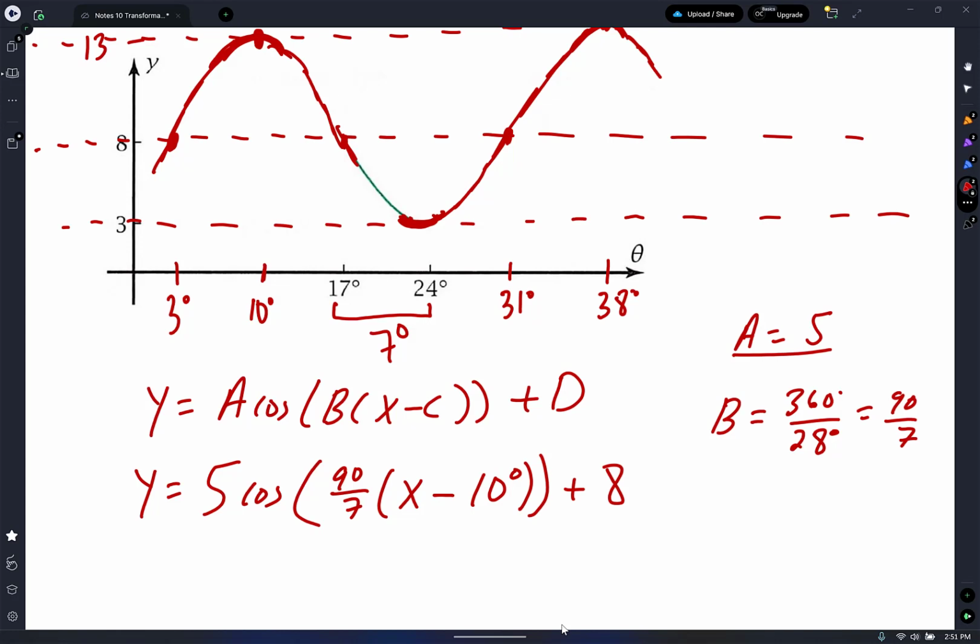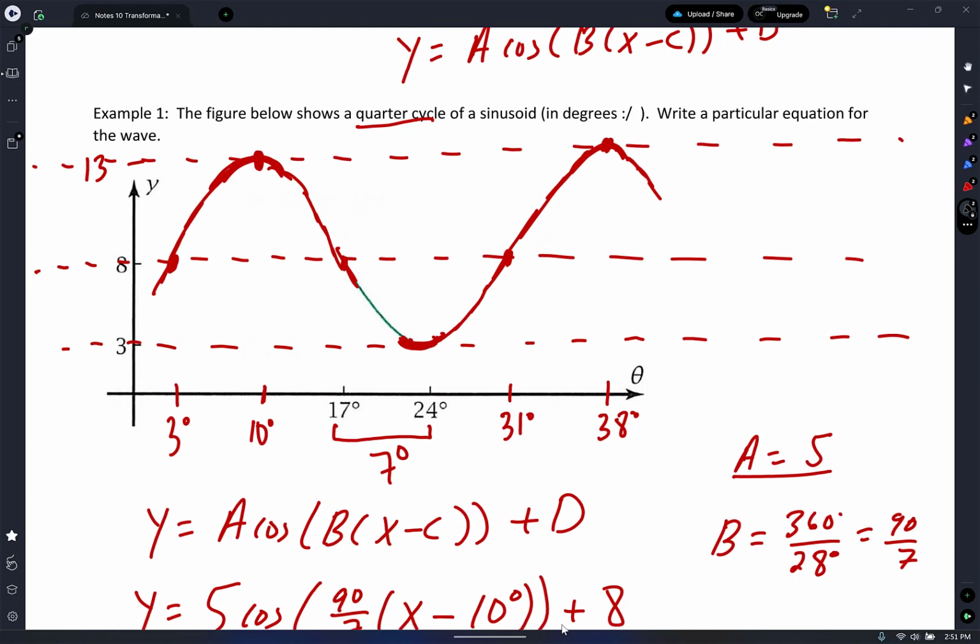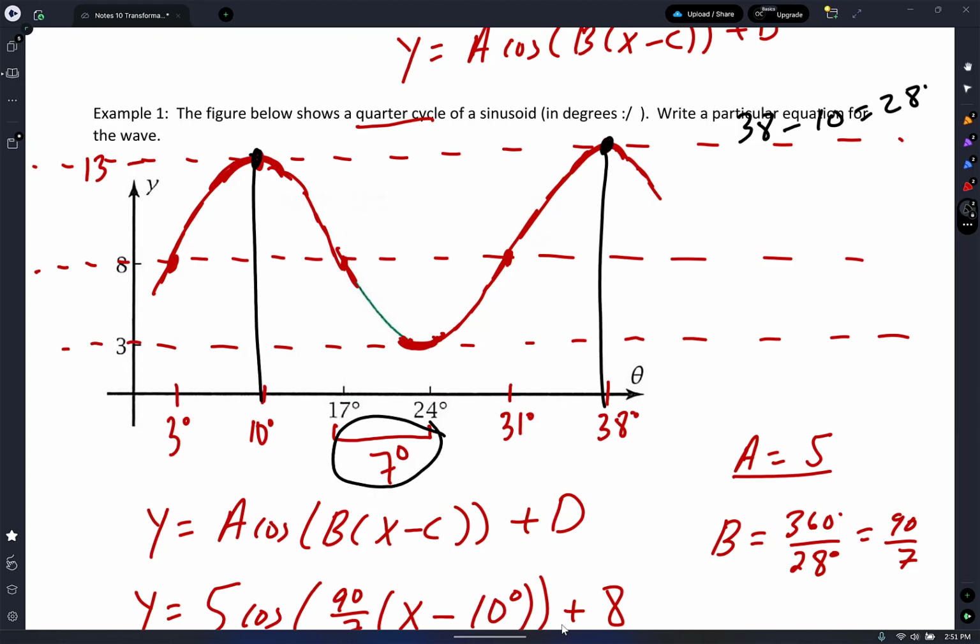Real quickly, explain why you got 28. I did peak to peak, or you could also do 7 degrees times 4. You see that 38 degrees? That's a peak. You see that 10 degrees? That's a peak. So 38 minus 10 is 28. So my period is 28 degrees. You could also do, remember this was a quarter, so you could also do 7 degrees times 4, which will give you the 28 degrees as well.